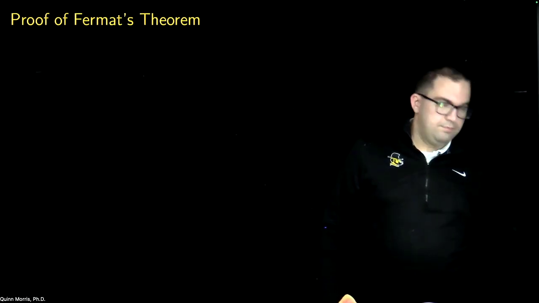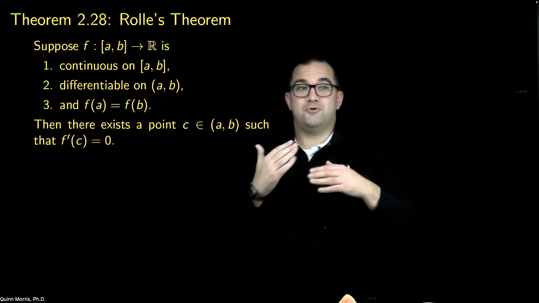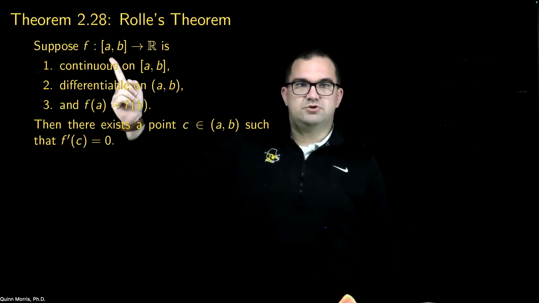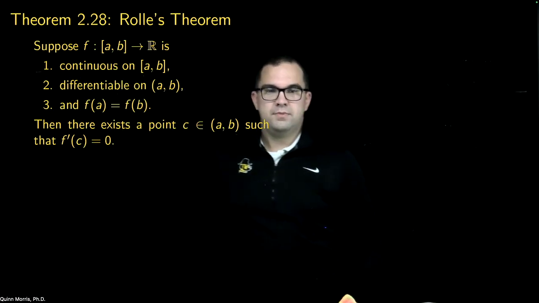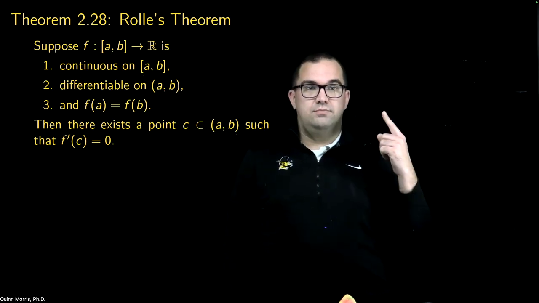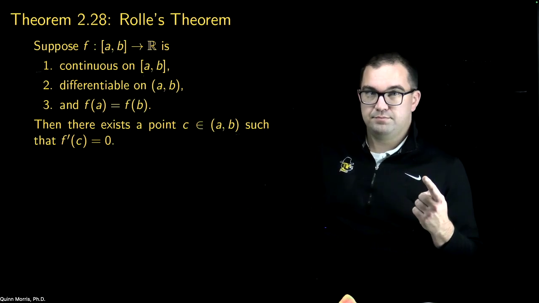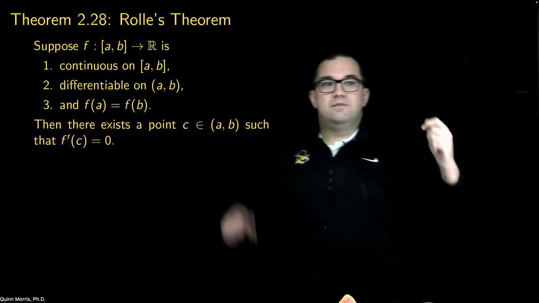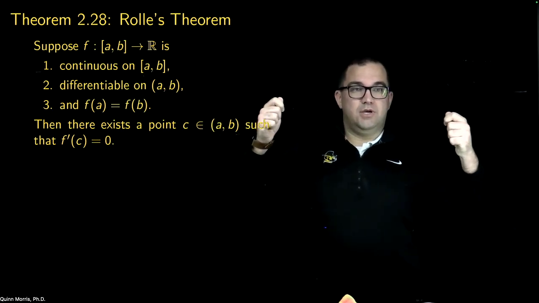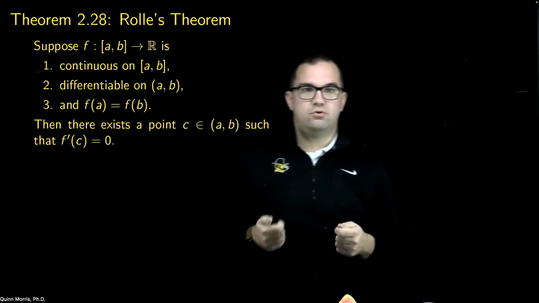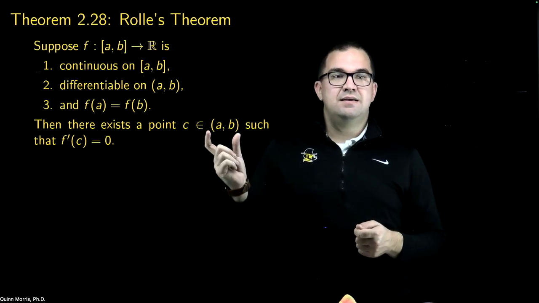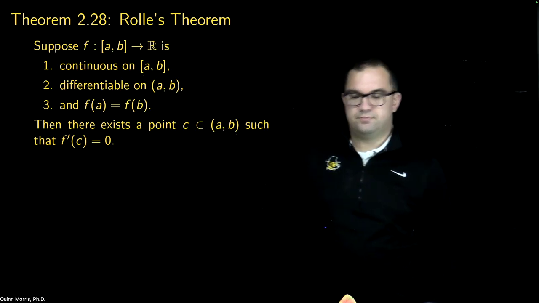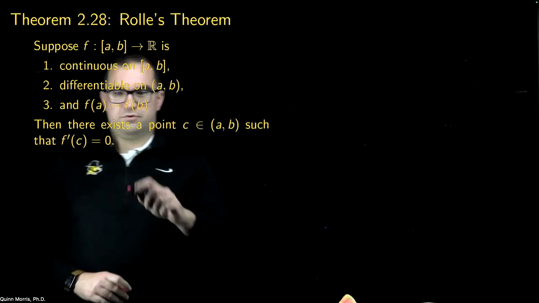All right. So before we get to the mean value theorem, one more sort of intermediate version, which is Rolle's theorem. So suppose f is a function mapping from the closed interval [a, b] into R. And let's assume three things about f. Let's assume that it is continuous on the closed interval [a, b]. It is differentiable on the open interval (a, b). And the function values at a and b are equal to each other. So f(a) is equal to f(b). Then Rolle's theorem says there exists some point c in the open interval (a, b) such that f prime of c is equal to 0.